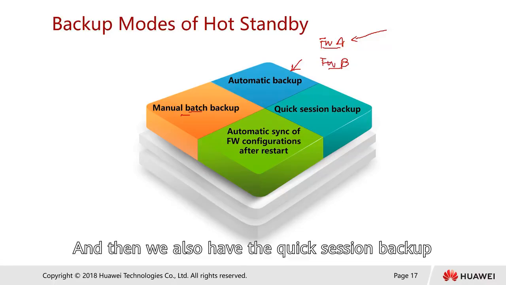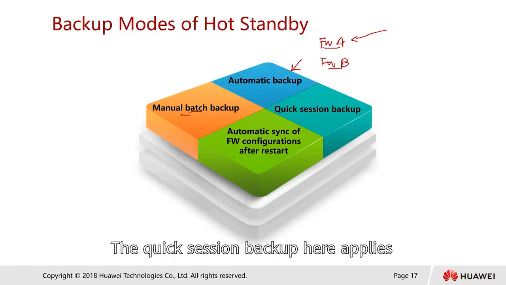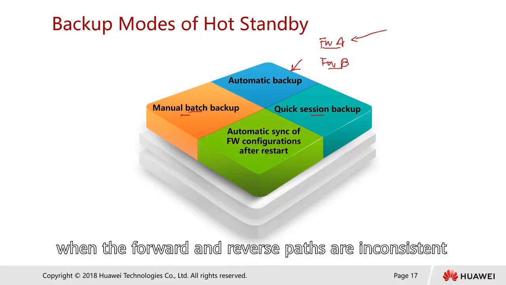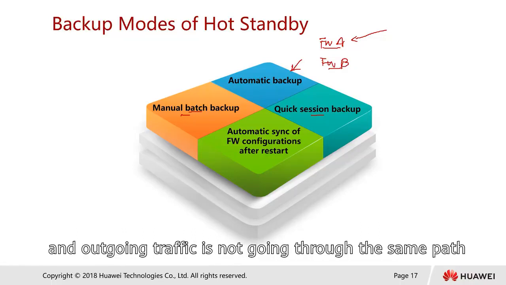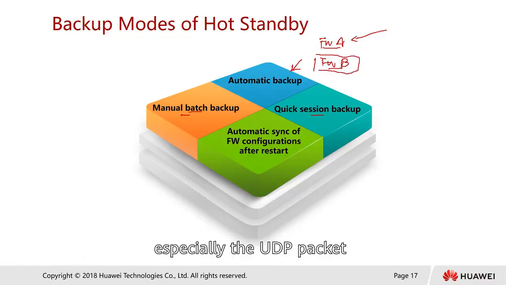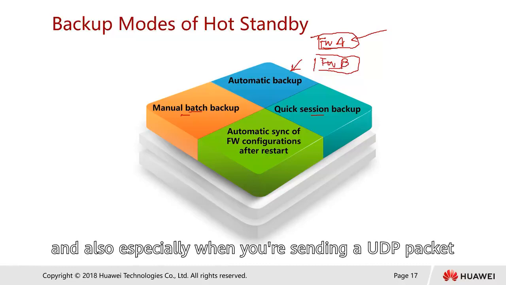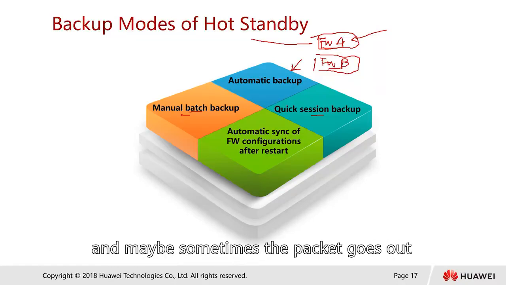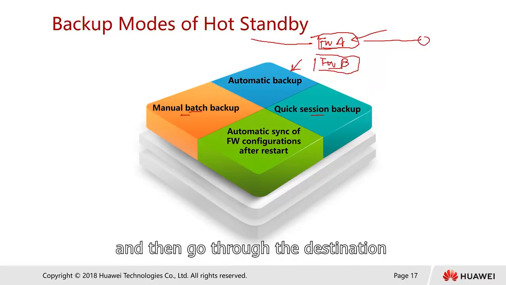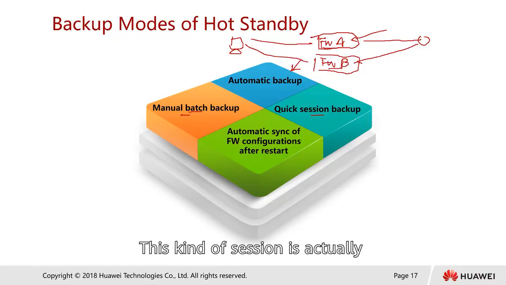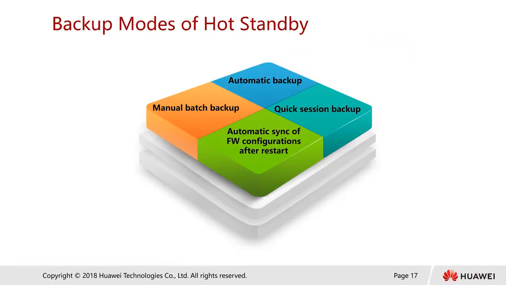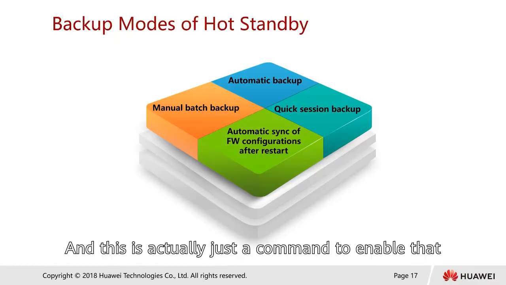Okay, and then we also have the quick session backup. Okay, now quick session here applies when forward and reverse paths are inconsistent on the load balancing network. Okay, now there are times when the incoming and the outgoing traffic are not going through the same path, especially with UDP packets. Maybe sometimes the packet goes out through firewall A, and then when it goes to the destination, the return traffic goes back through firewall B, and then goes back to the sender, or maybe to the receiver. And so this kind of session, we call it the quick session backup. Okay. And this is actually just a command to enable that.